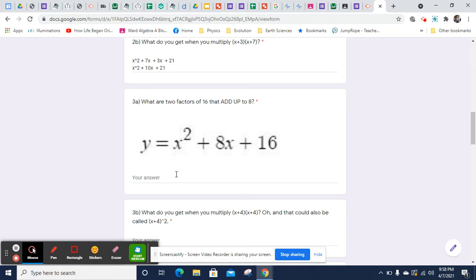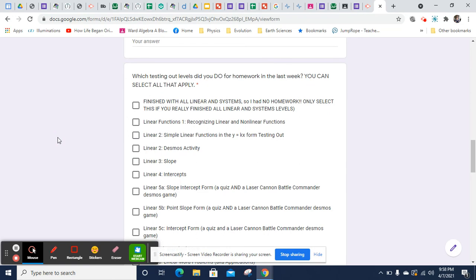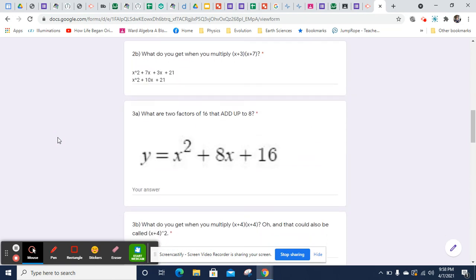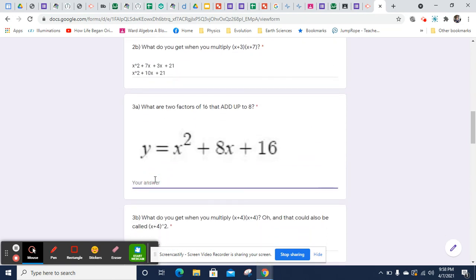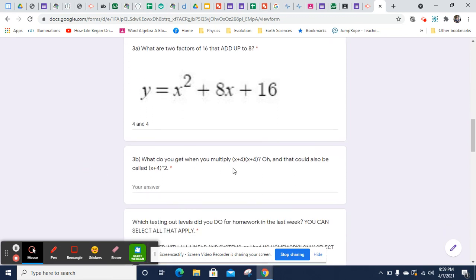So 4, oops, I don't know why that did that, but it did it. So let me click on there again. 4 and 4. All right. Now what do you get if you multiply x plus 4 times x plus 4, which is the same thing as saying x plus 4 squared? Well, let's see what we get.